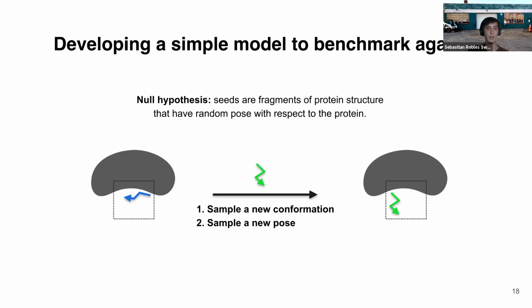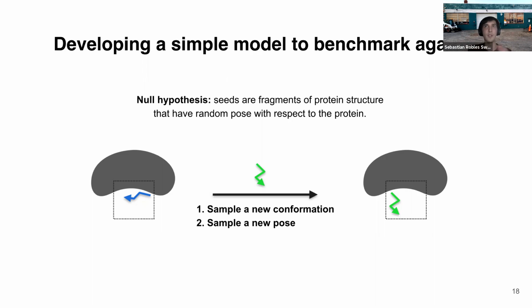To generate a cloud of seeds that was essentially random, I shuffled each TERM seed distribution. I did this by taking each TERM seed and replacing it with a new fragment of the same length with a new conformation, and then sampling a new pose within some range that I had defined as the binding site. This held all the variables constant, like the number of seeds, their lengths, and the range over which they are distributed, but randomized their conformation and pose. I'll refer to these as null model seeds.